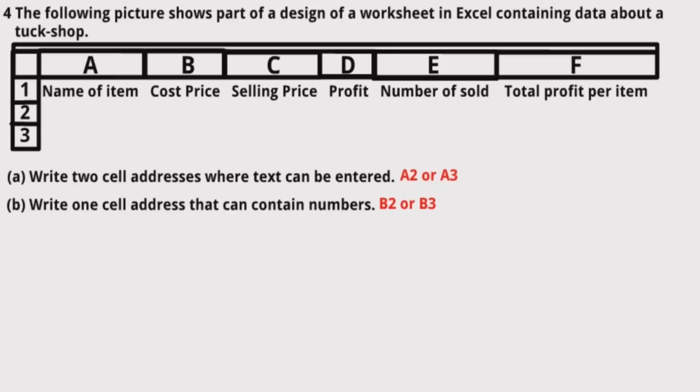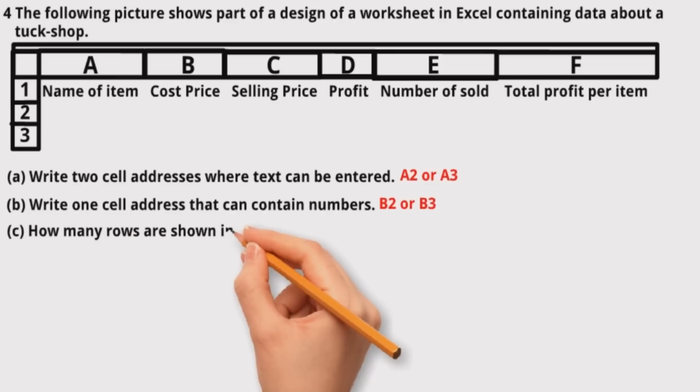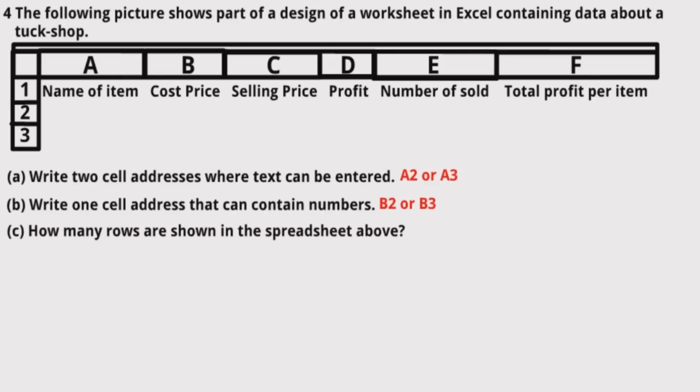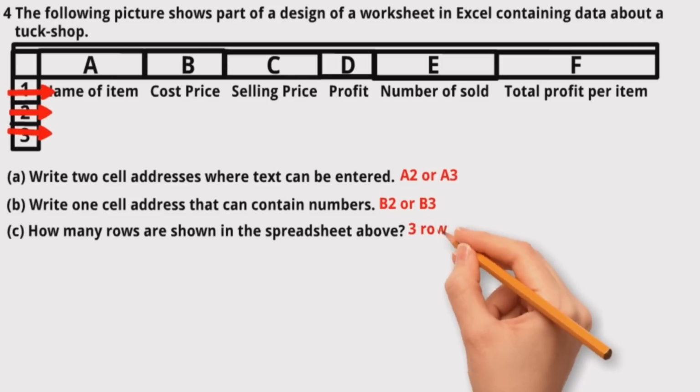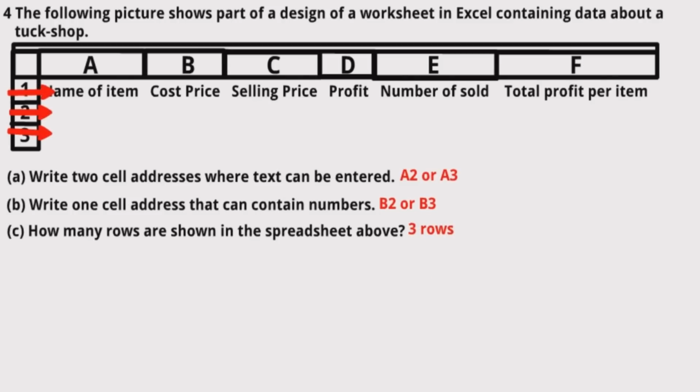We come to 4C, which is how many rows are shown in the spreadsheet above. Rows are lines that lie horizontally. So we have 1, 2, 3. There are 3 rows.